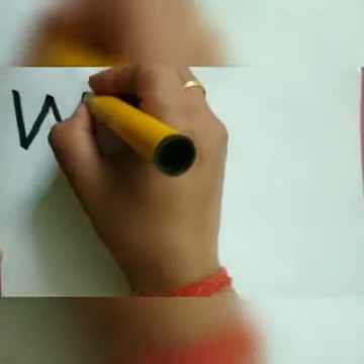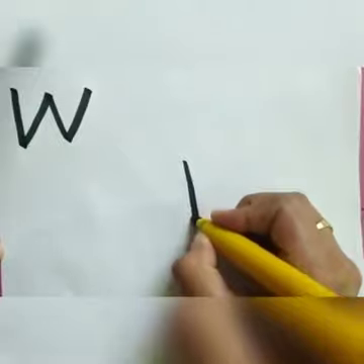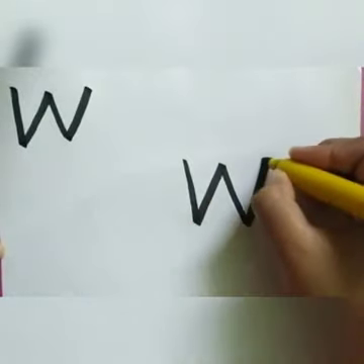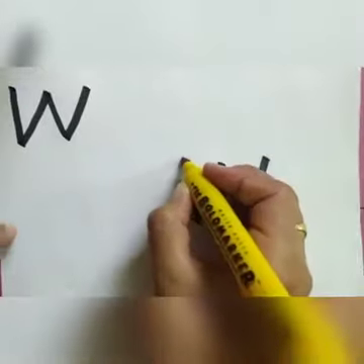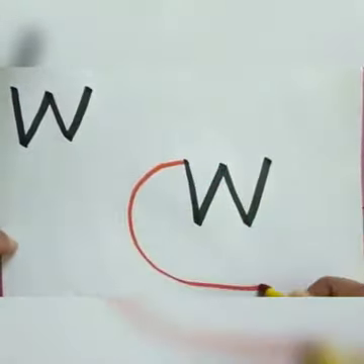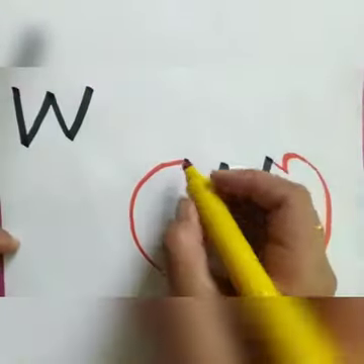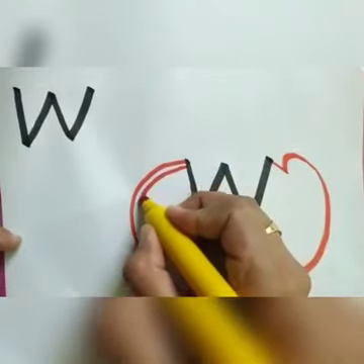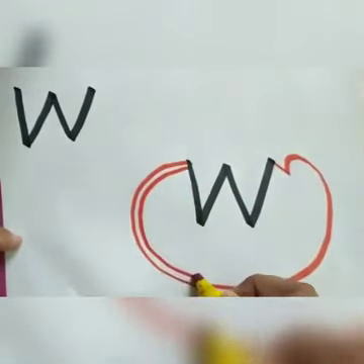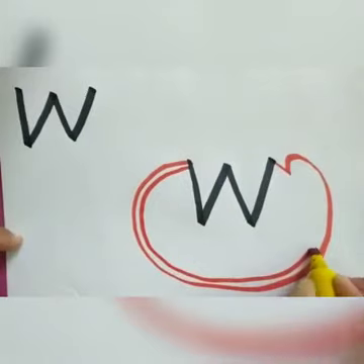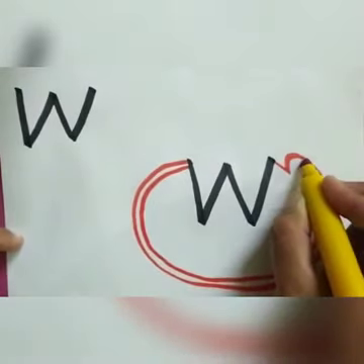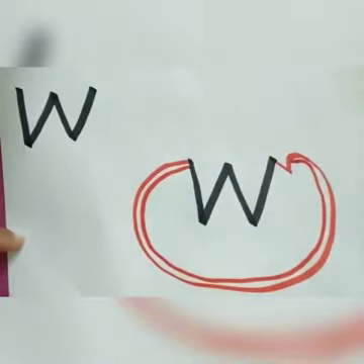The next letter is letter W. I start making it like this. Now here again I'm making W and this time I'm making it big. Now what you have to do, I'm taking a different color for this. You make a circle like this. And now again start with this circle, make another line like this, close to the first one. Now I have to choose the red color.